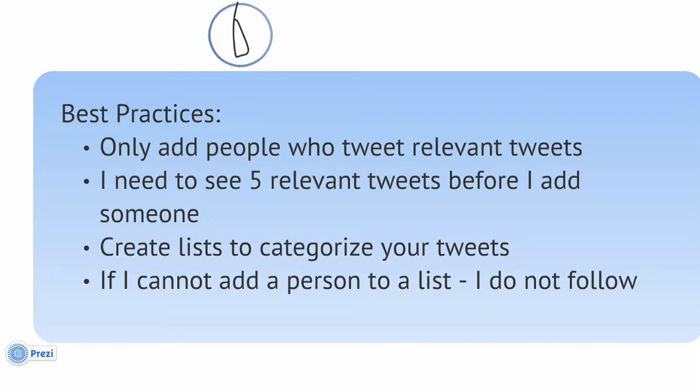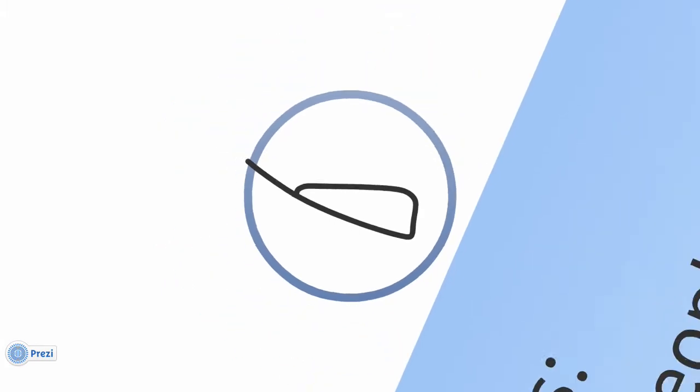So best practices: only add people who tweet relevant tweets. Here's the little rule of thumb. I don't necessarily follow it. And if I can't figure out where to put a person, I might not follow them. I'm not sure what that is. That must have been me experimenting with something.